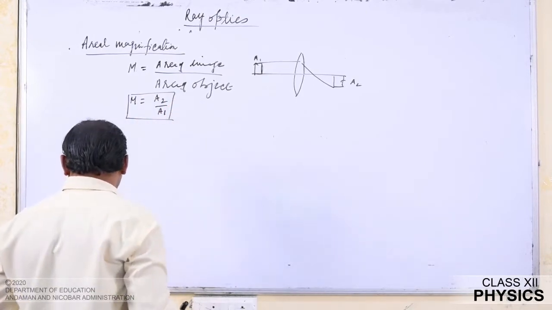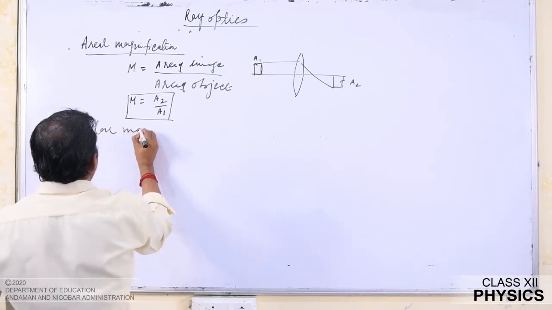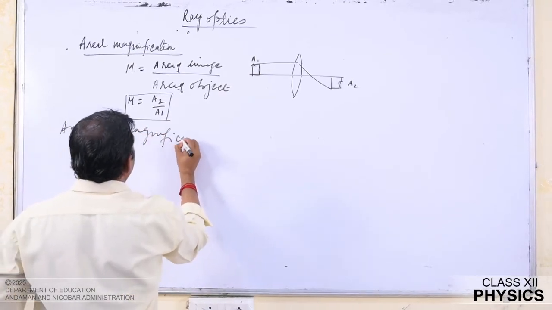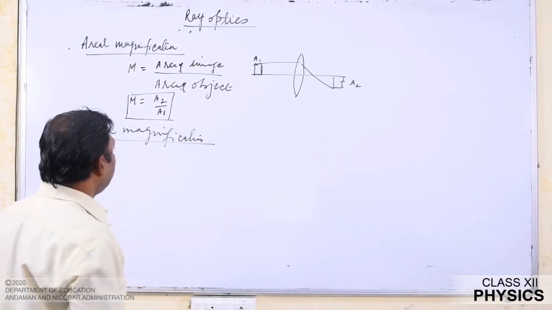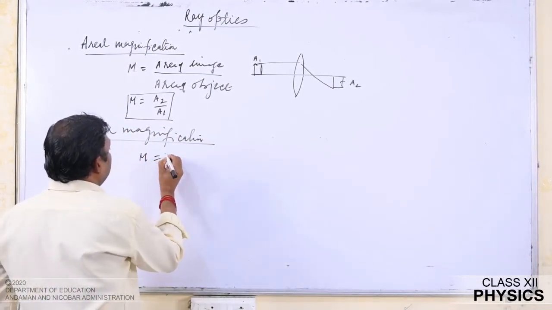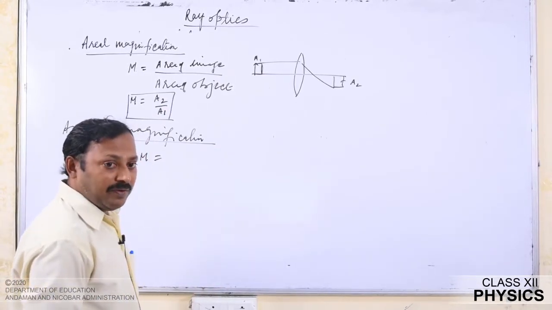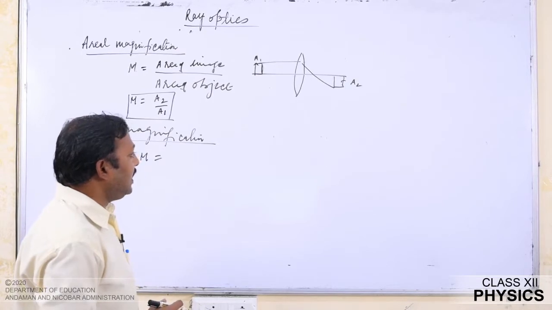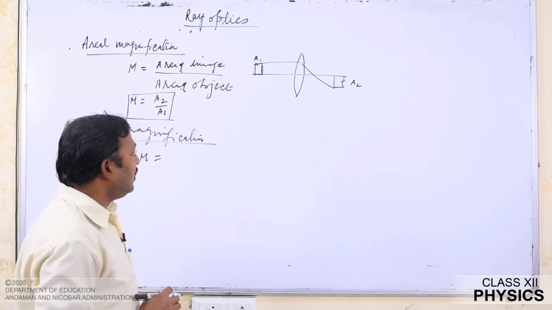Next, we will see the angular magnification. Angular magnification is defined as the ratio of the angle subtended at the eye in presence of optical devices to the angle subtended at the eye by the object without use of optical devices.